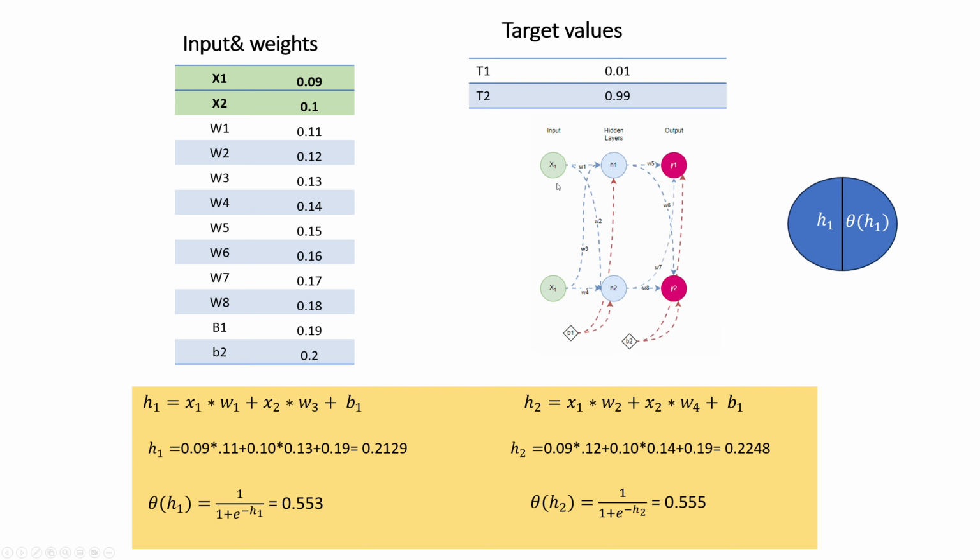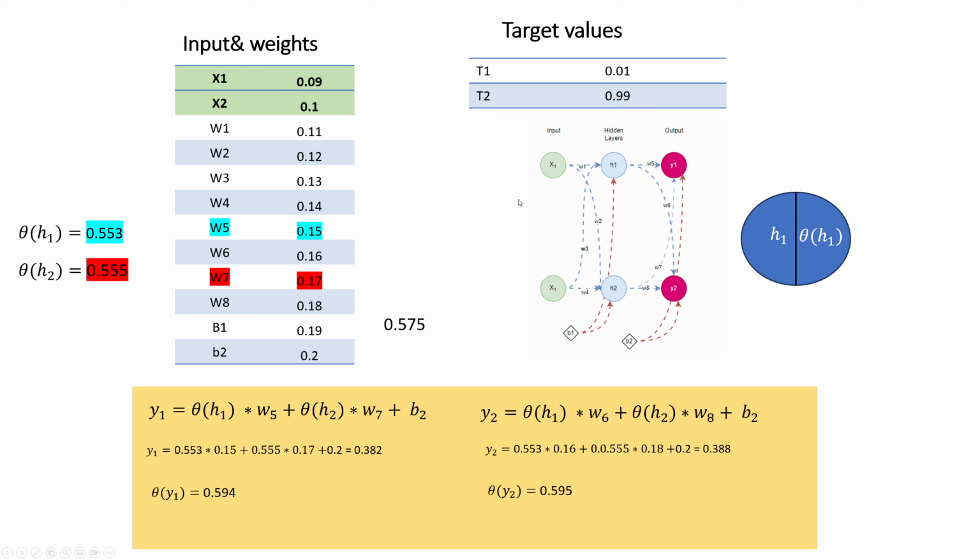As I said in the beginning, we have to calculate h1, and h1 is calculated by x1 multiplied by weight 1 and so on, and this is the first part of the neuron h1. It is considered as two parts, and the next one is to use the sigmoid function. So the h1 output will be used as an input to the next layer, and for h2 it is the same. These two values, h1 and h2, will be used as inputs to find y1.